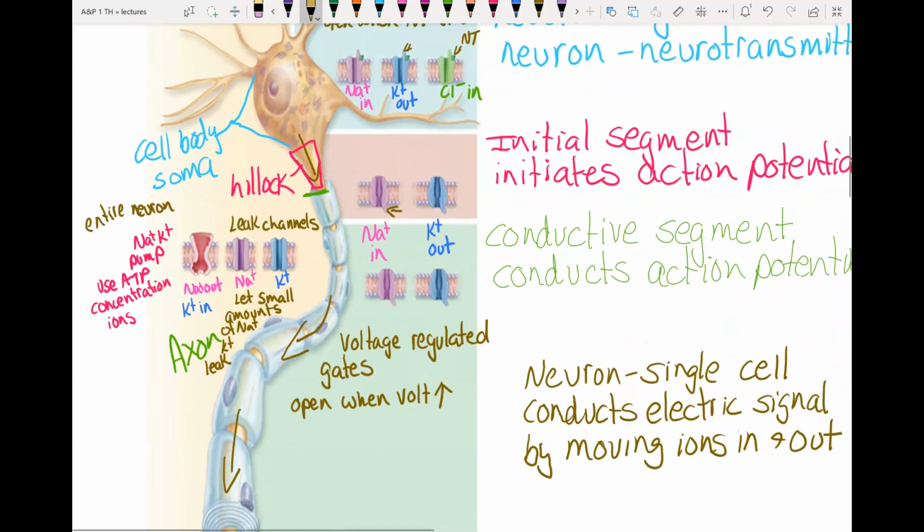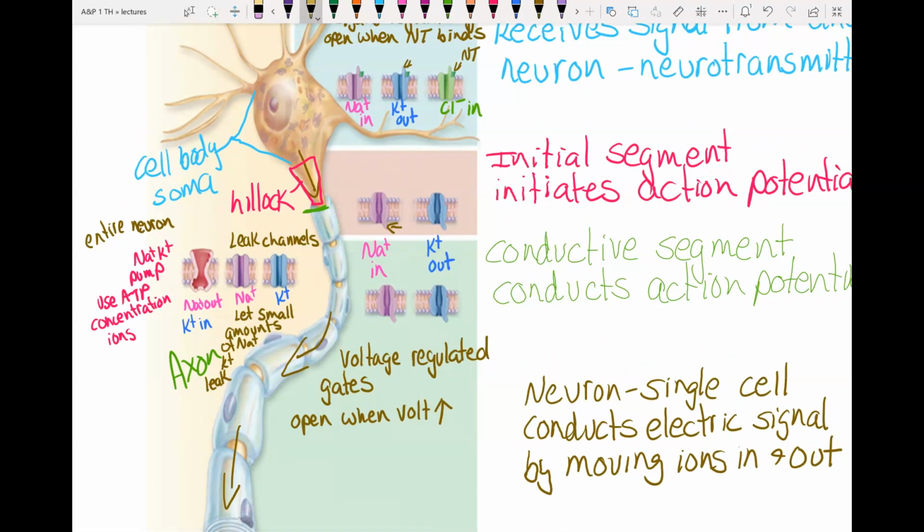If we look back up here, the same thing. Our gates over on the right let sodium in, our pump pumps the sodium out. And our gates let potassium out, the pump pumps potassium in. So the pumps do the opposite of the gates.